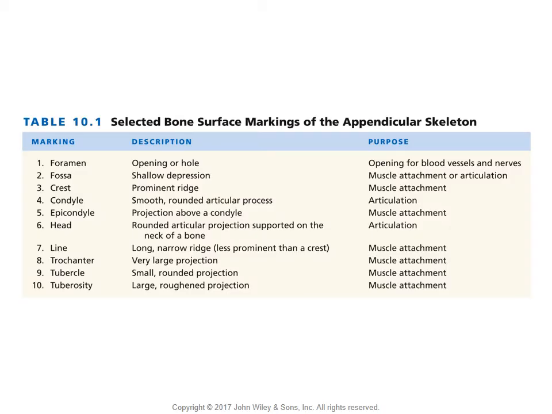So if you remember your bone markings, we talked about them: the foramen, fossa, crest, condyle, epicondyle, head of a bone, end of the bone, line, trochanter, tubercle, and tuberosity. So we're going to talk about a lot of these bone markings as we're talking about the appendicular skeleton.